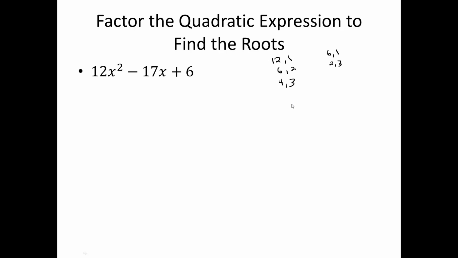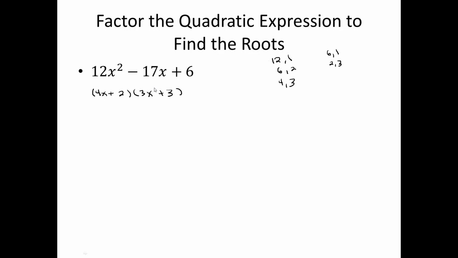Now out of all of these, we have to find the correct combination that will add up to be negative 17. We want it to multiply to be a positive, but add up to be a negative. That means that both of our signs will be negative in our binomials. So let's start off with the end this time. Let's start off with 4 and 3 to multiply to be 12. So 4x here and 3x here. And then let's start off with 2 and 3 to multiply to be 6. So let's put 2 here and let's put 3 here.